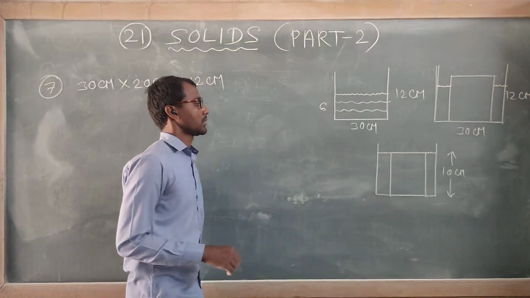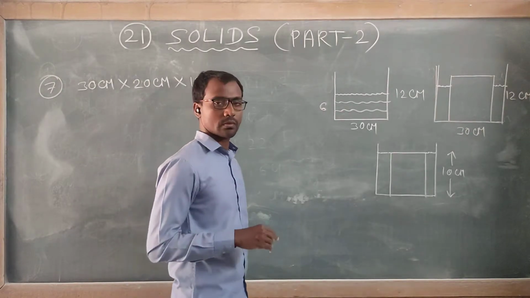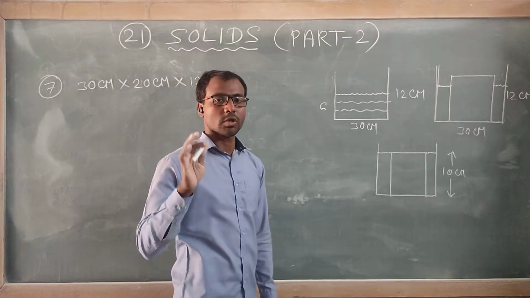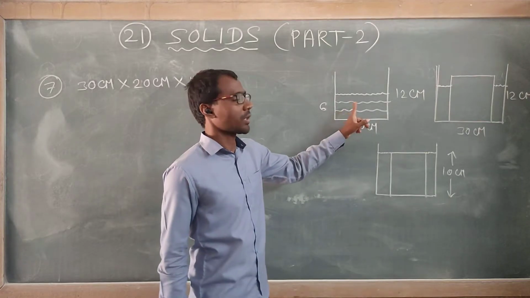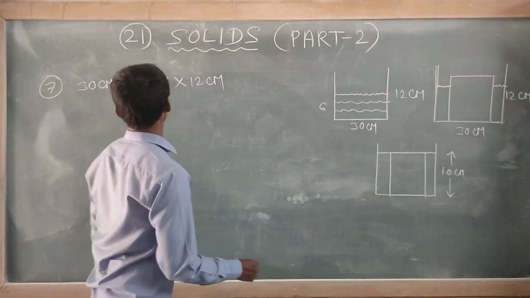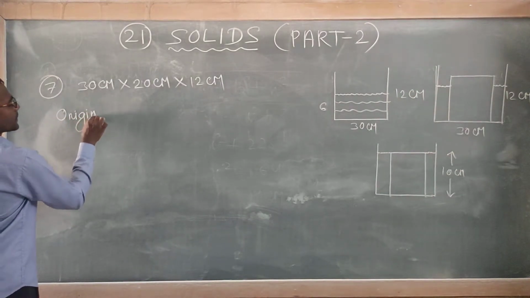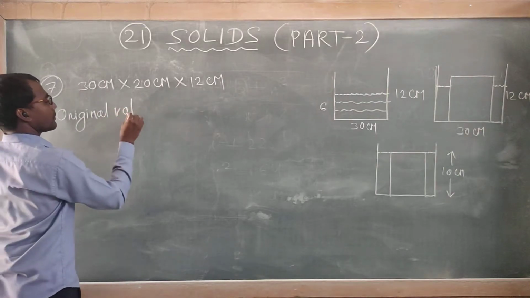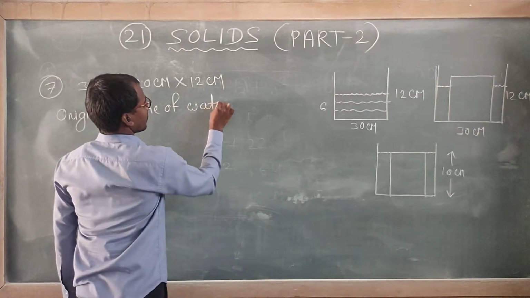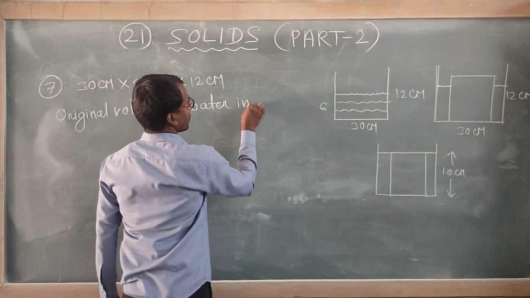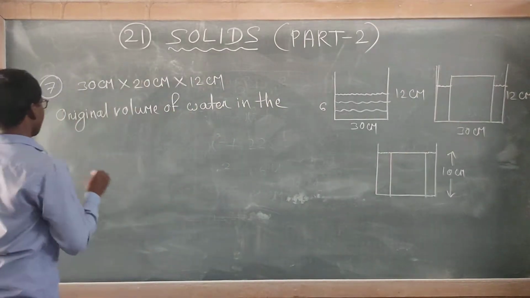For that, you need to know the original volume of water which was inside the tank, inside the container. This is the original water inside the tank. So let us find the original volume of water in the tank.